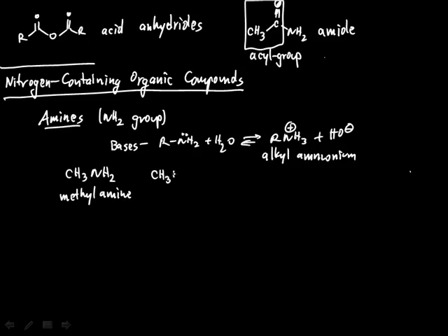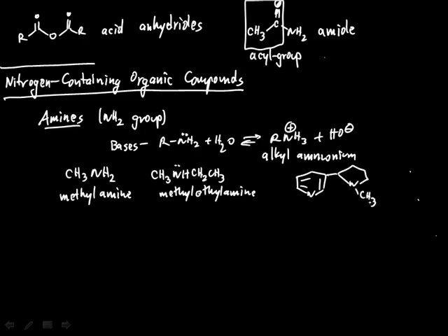This, for example, could be methylethylamine. And so forth. Many of the amines are occurring in nature. This compound is nothing other than nicotine. So it's a naturally occurring amine, which is also known as an alkaloid.